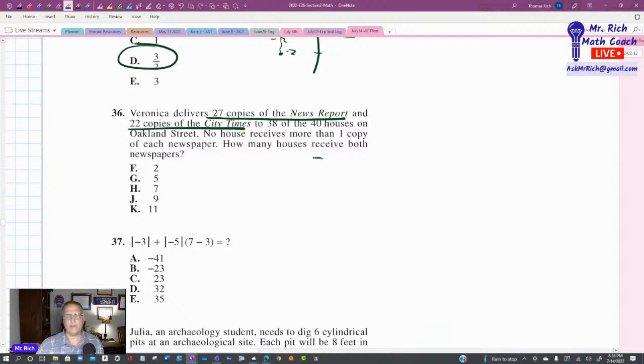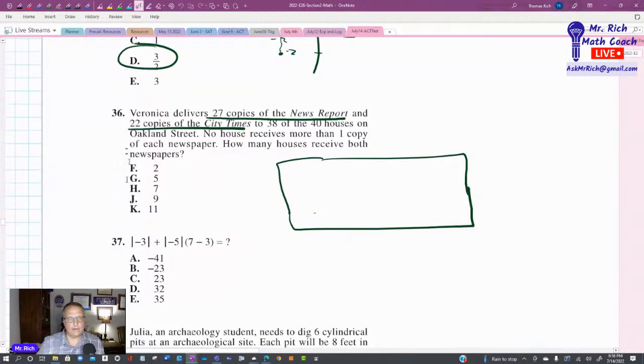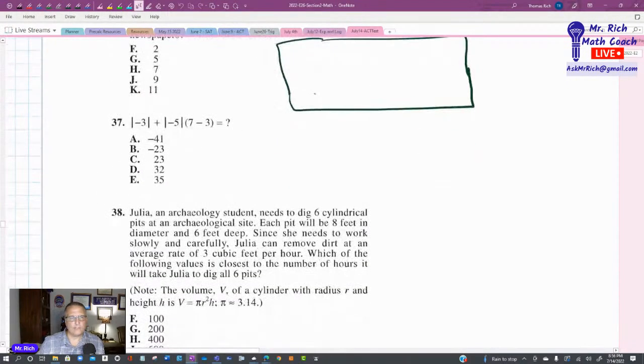I think this is a Venn diagram problem. I can't be too sure. I'm going to come back to it. I want to do this my first pass as quickly as I can.